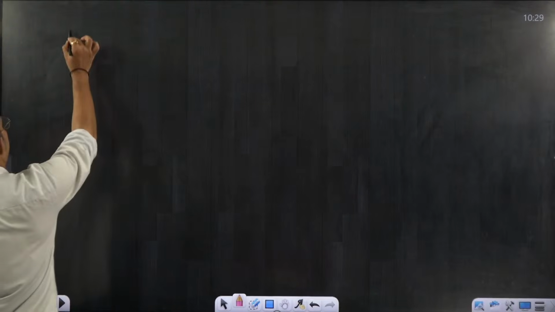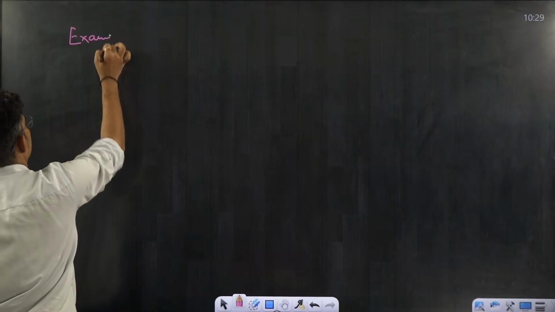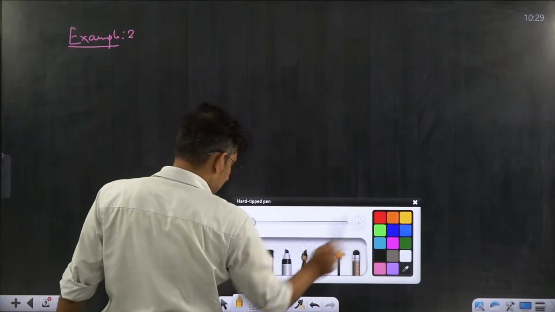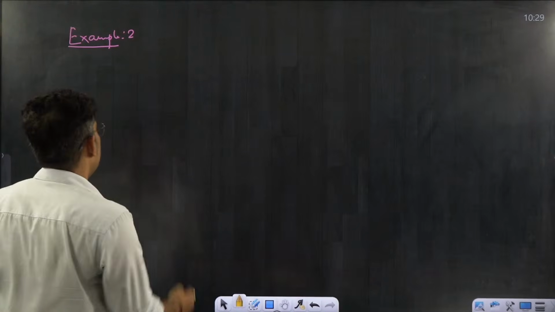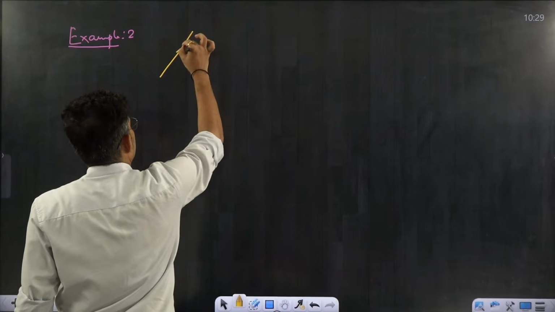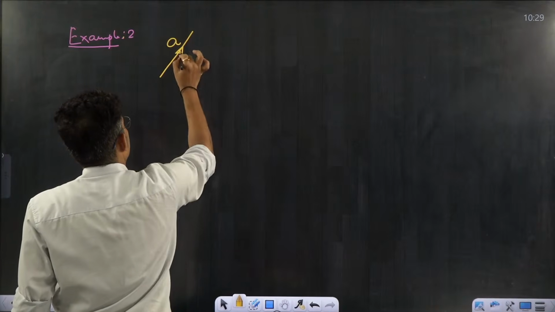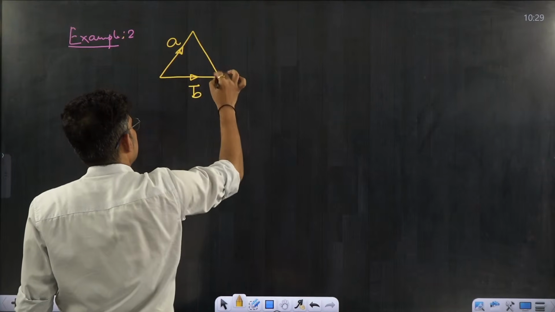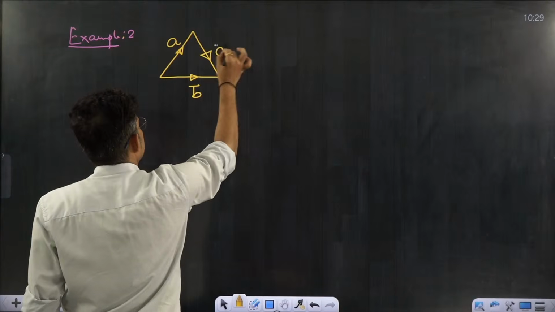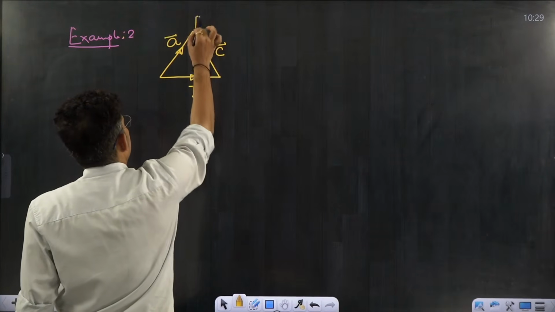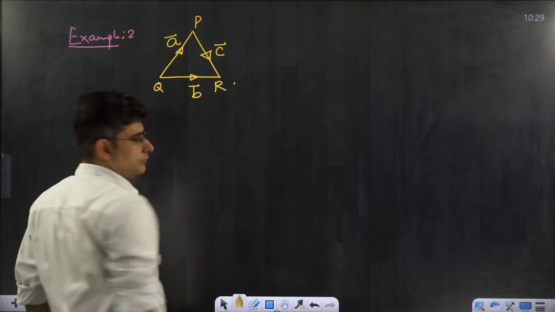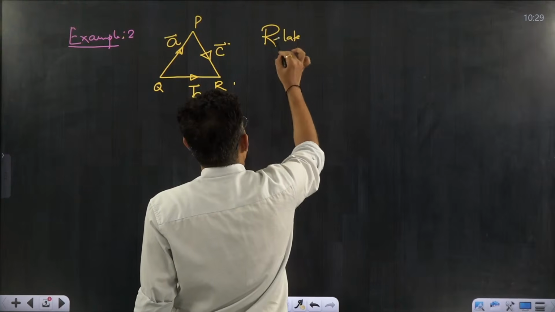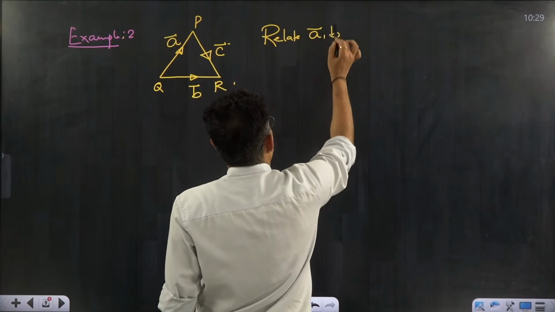Second example, what I am taking is, so you will come to know what vector difference is, that also will be clear to you. Second example I am taking, this is A vector, this is B vector, and this is C vector. Let's take names as P, Q, R.